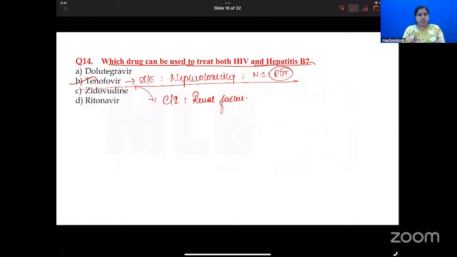Concentrate on the question. Always think about what is given in the question and what are the 4 options. First of all, if you are able to find the correct answer, it is well and good. If it is not possible, what you have to do? You have to follow the trick of rejecting the distractors. Definitely, this will not go with this. Octreotide will not go. Like HIV and hepatitis B, no, it is not possible. Like that, you have to reject the distractors as well.